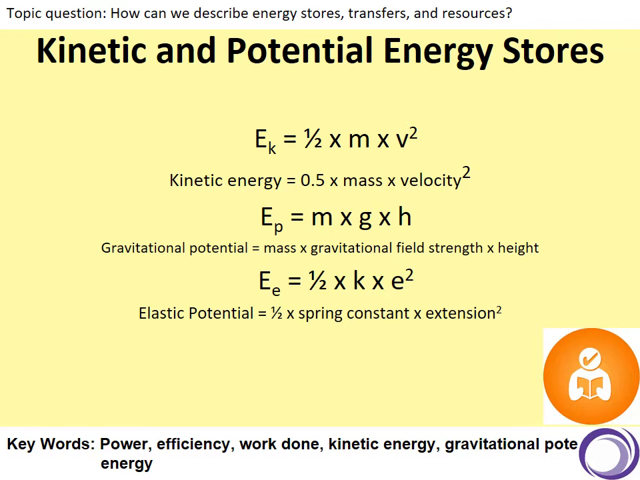So the first equation is your kinetic energy is a half times by your mass times by your velocity squared. Second equation is your gravitational potential energy is equal to your mass times by your gravitational field strength times by your height. And the last one is your elastic potential energy is your half times by your spring constant times by your extension squared.